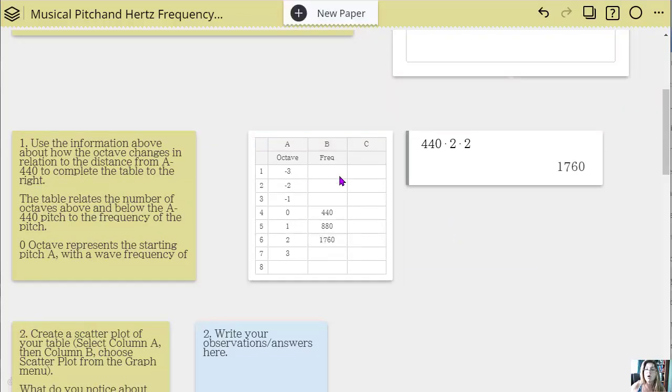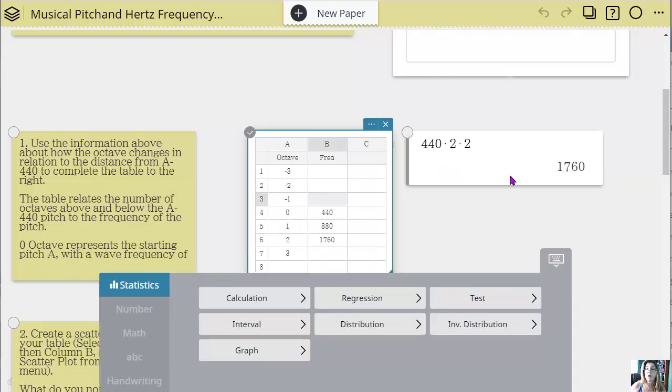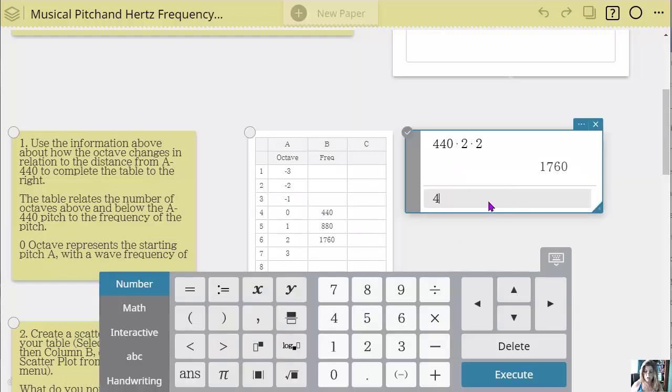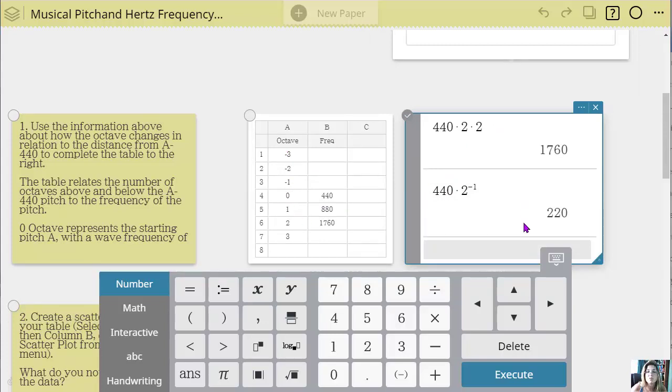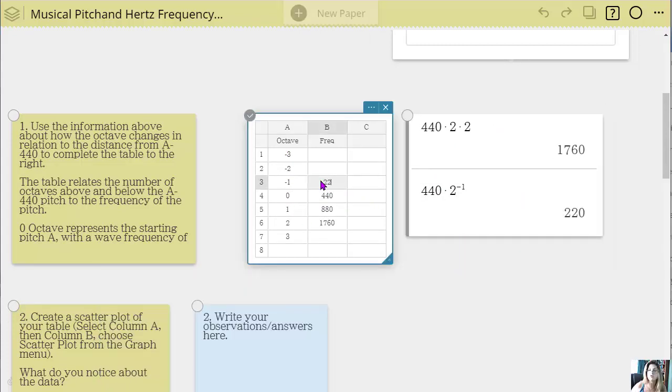What happens when I go down? I'm going down an octave now. It still starts at 440, but instead of doubling, I'm halving, which is 2 to the negative 1. What we're hoping they start to recognize is that these octaves represent exponents. So let's put this one up here, 220.